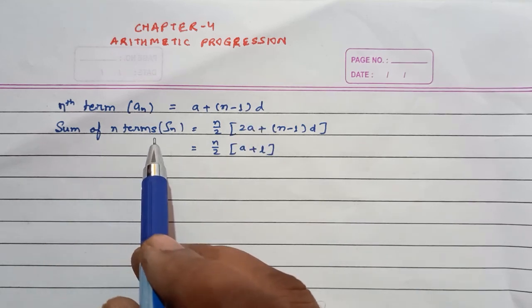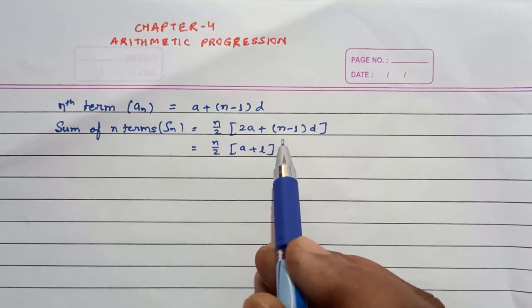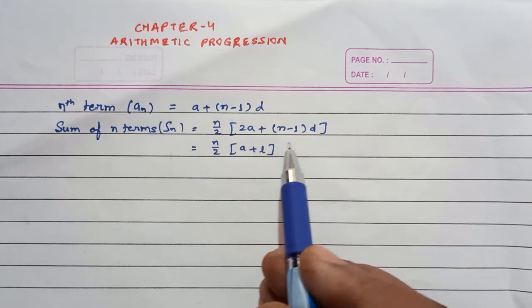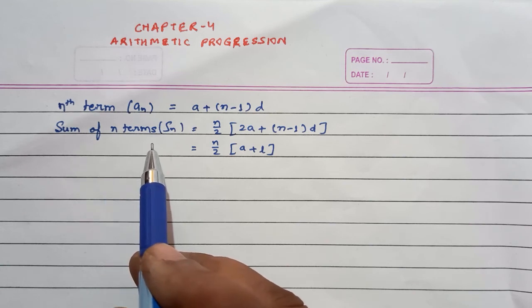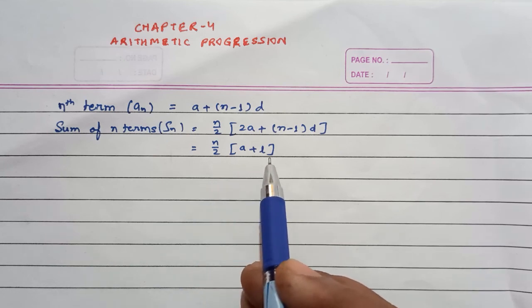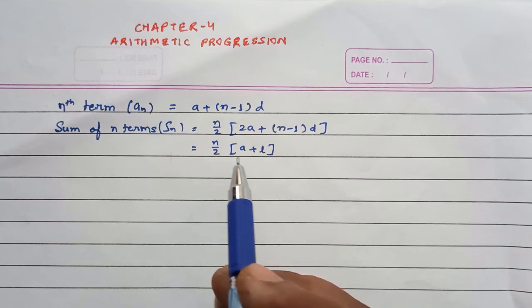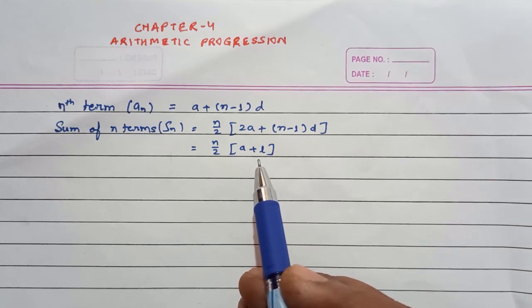Sum of n terms, Sn, is equal to n upon 2 into 2a plus n minus 1 into d. The other formula for the sum of n terms of an arithmetic progression is n by 2 into a plus l. n is the number of terms, a is the first term, l is the last term.